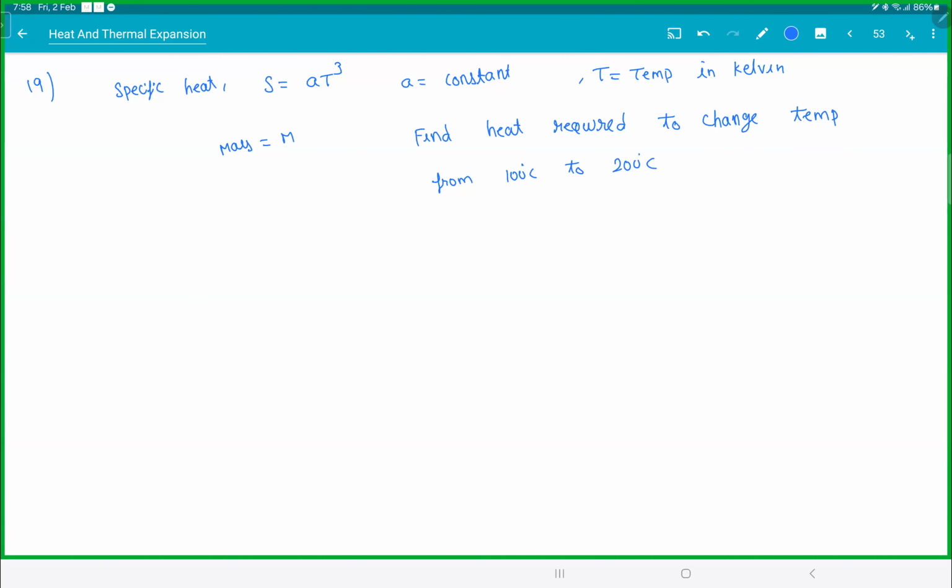Chalo, you guys didn't fall into the trap. So Q is what? When the variable M is dt. Just be careful with the limits. 373 to 473. 100 and 200 looks good. Okay? That's the last one for the day.